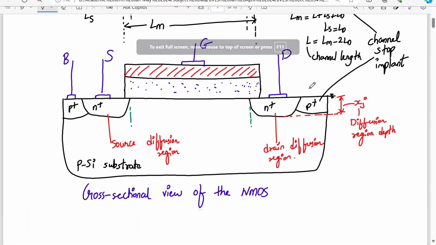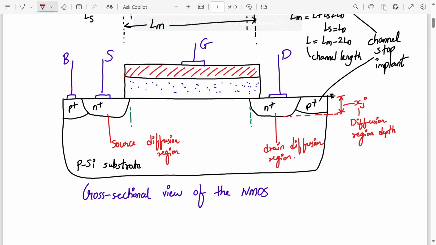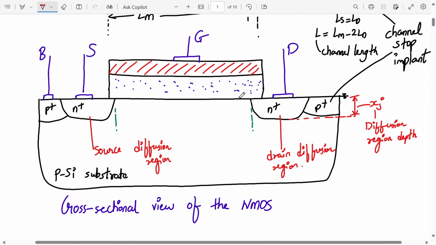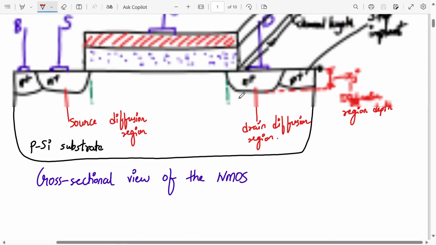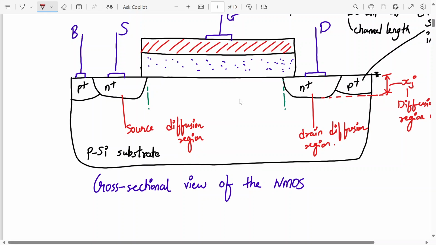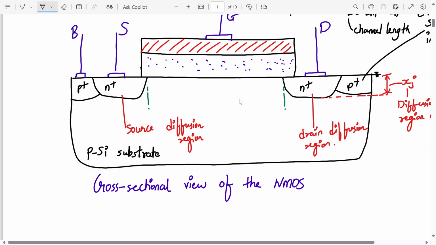Okay, so are you understanding the PN junction capacitances which are present? Now, where is this PN junction over here? So we are talking now only about junction capacitance. Where is this PN junction? Do you see any PN junction over here? Yes. Which is the PN junction? Here, this one. This N plus.